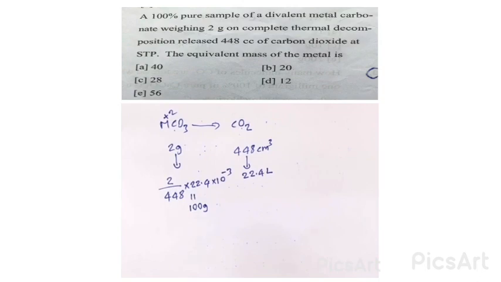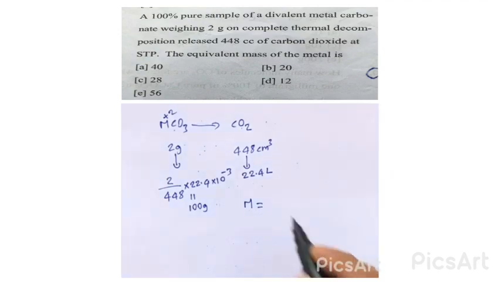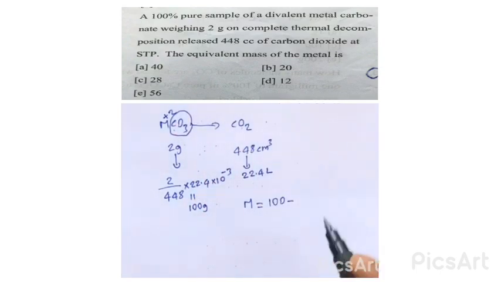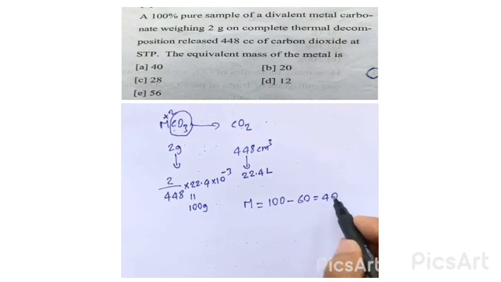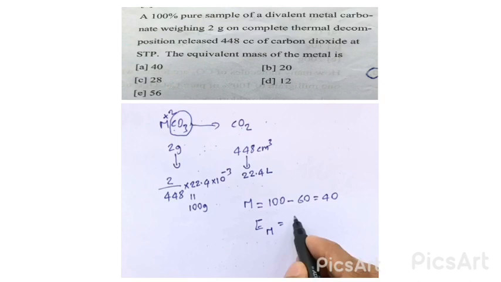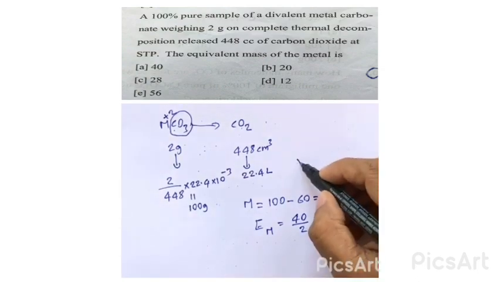This 100 is the molar mass of MCO3. Then the atomic mass of the metal will be this 100 minus the mass of CO3. Mass of CO3 is 60. That's equal to 40. Equivalent mass of metal equals this atomic mass 40 by its valency 2. That's equal to 20. So option B.